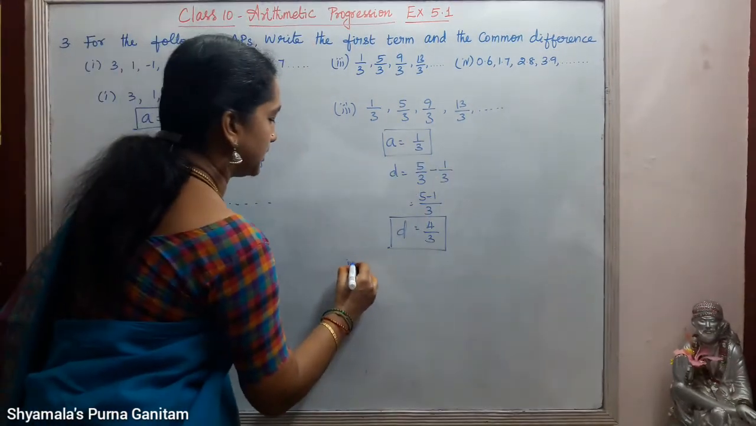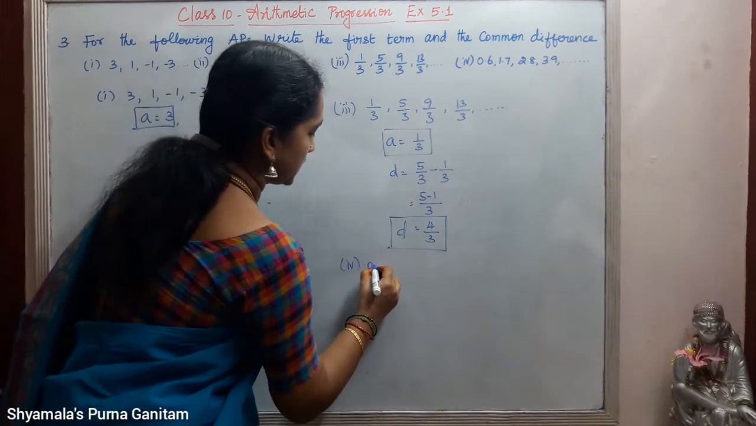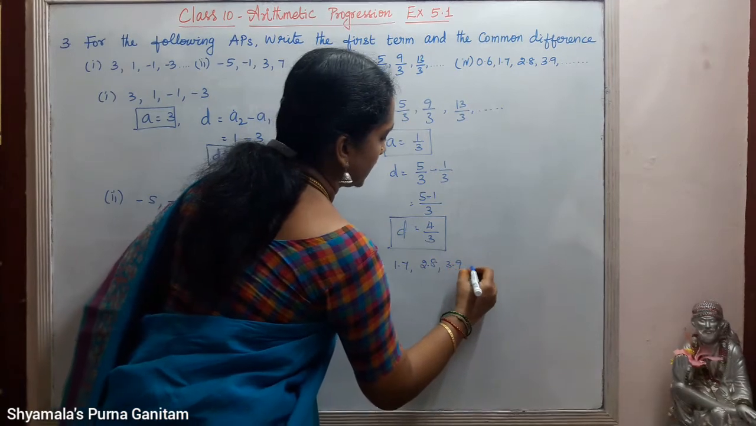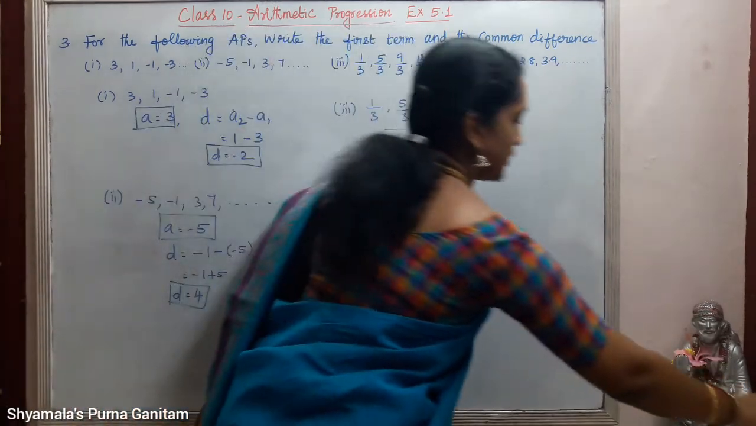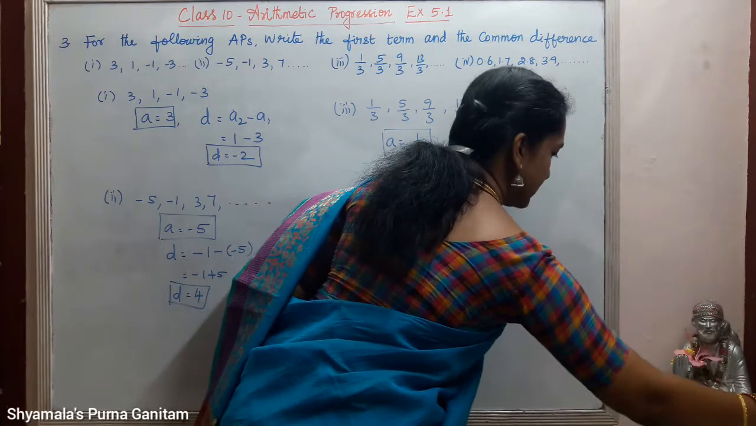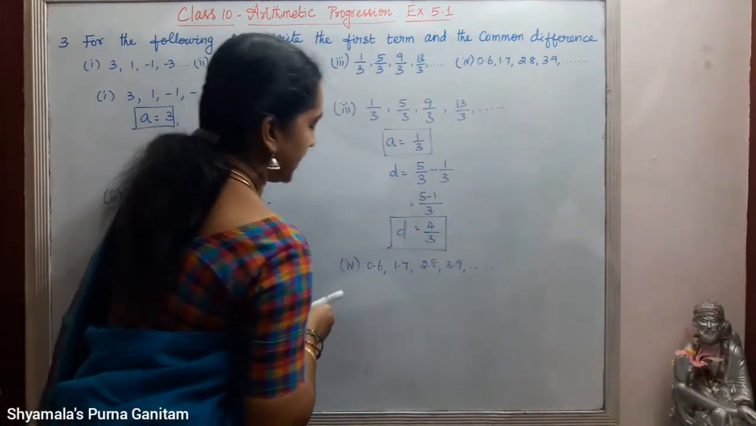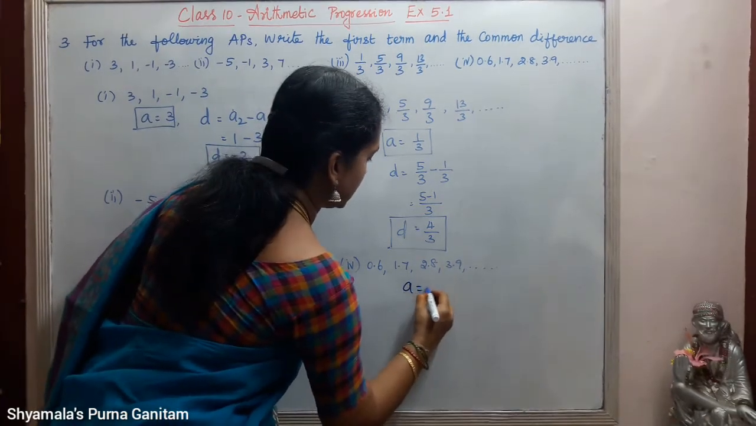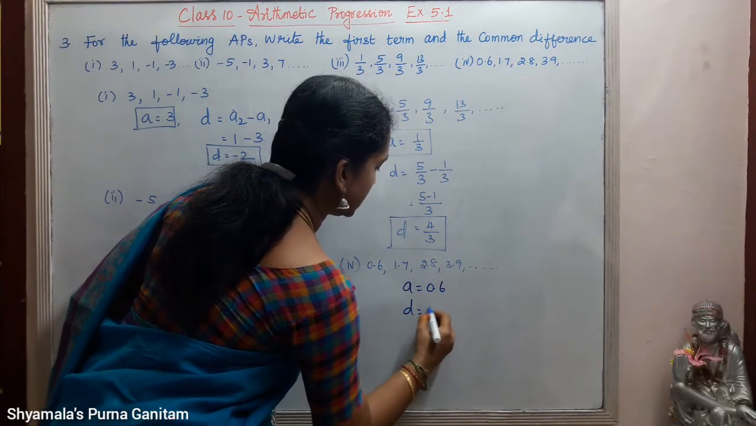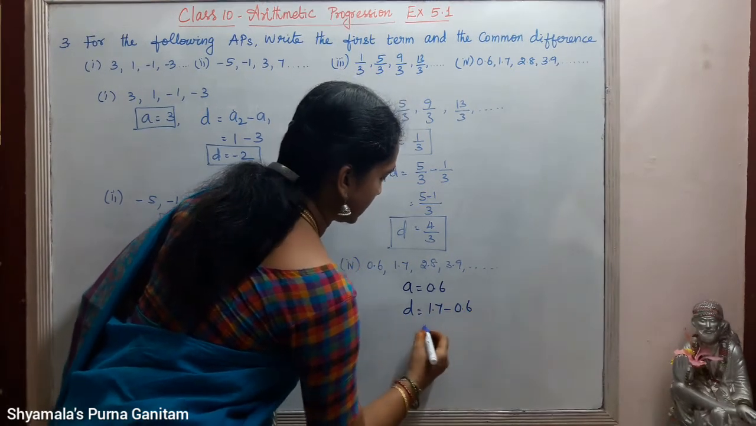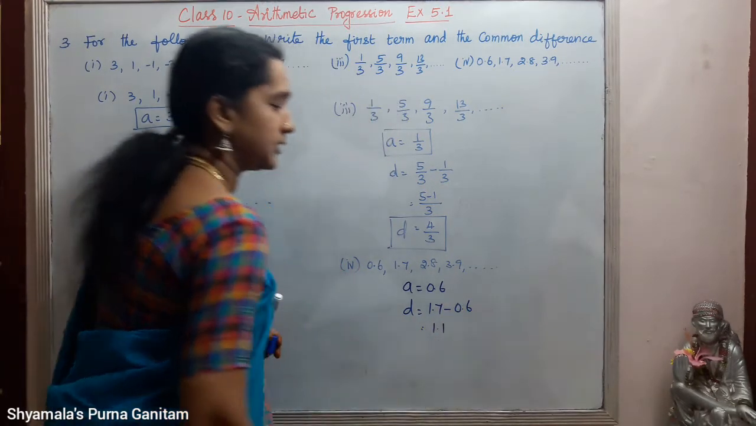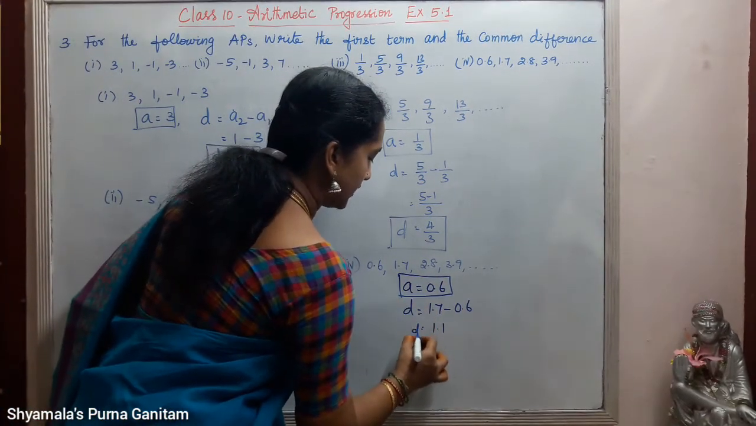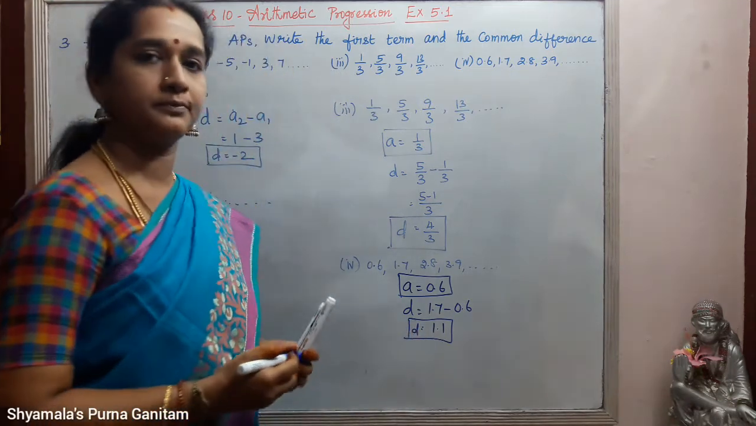Then the fourth sum is 0.6, 1.7, 2.8, 3.9, like that it will go. So the answer will be A is 0.6 and D is second term minus first term. So second term minus first term is 1.1. So A is 0.6 and D is 1.1.